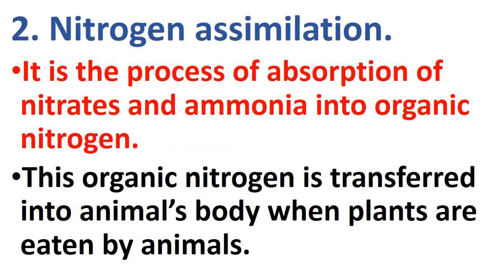So after nitrogen fixation, second step is nitrogen assimilation. In this process, the absorption of nitrates and ammonia takes place into organic nitrogen. Okay, and this organic nitrogen is transferred into the animal's body when the plants are eaten by animals. So this second step is nitrogen assimilation, that is involved in nitrogen cycle.